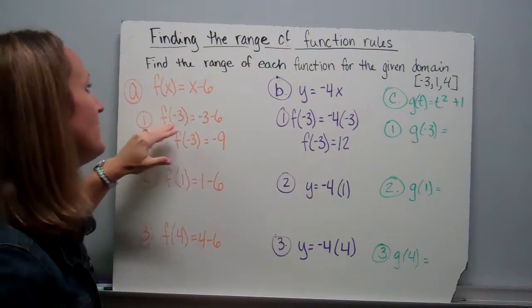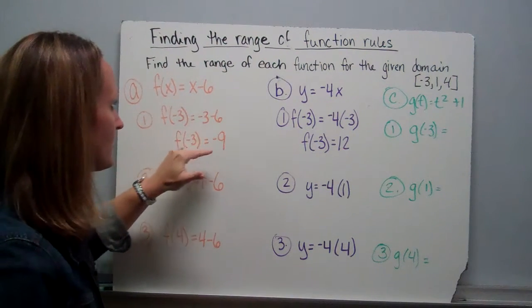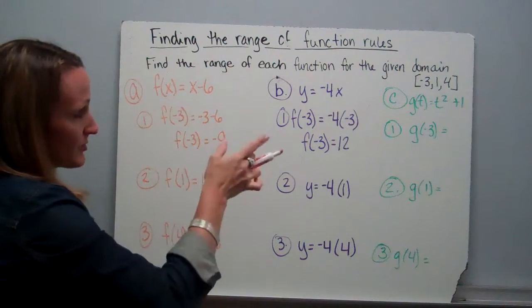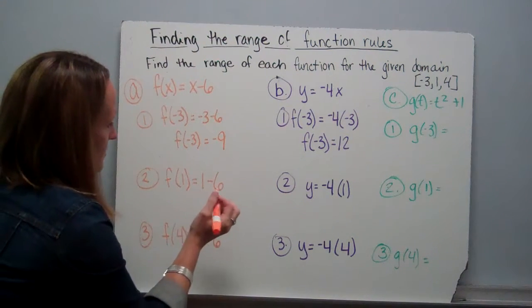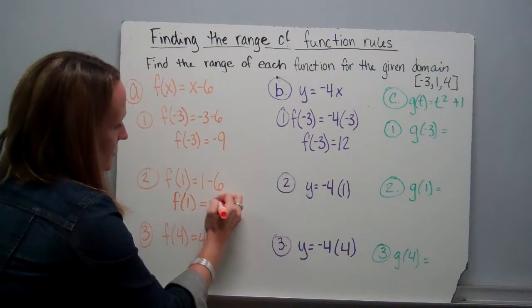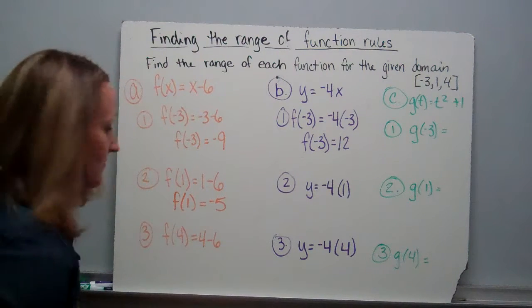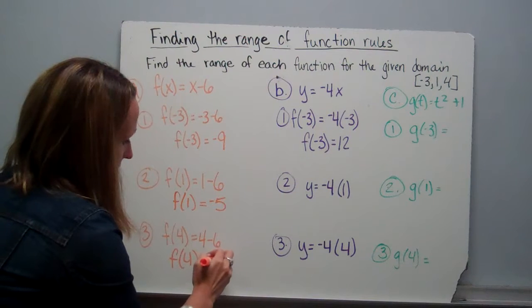So for this first one, f of negative 3, I said negative 3 minus 6, f of negative 3 gave us negative 9. Let's look at the next one. F of 1, because that was my second value in my domain. F of 1 would equal 1 minus 6, so f of 1 is going to give us negative 5. F of 4, because that's my third domain value, f of 4 is going to end up being negative 2.